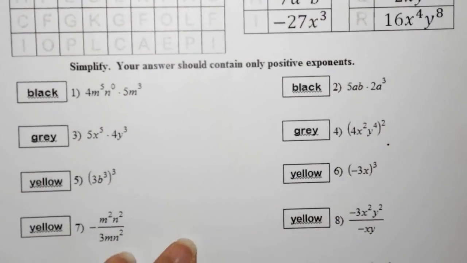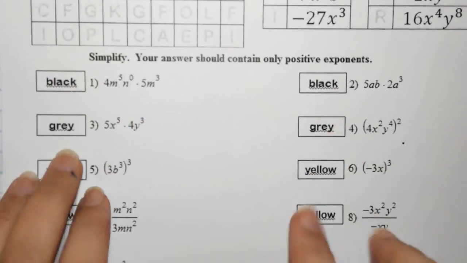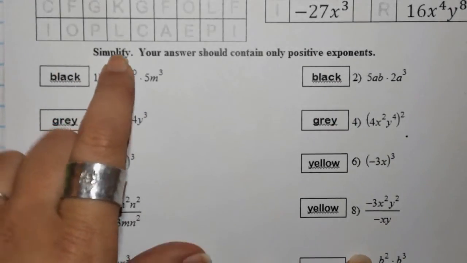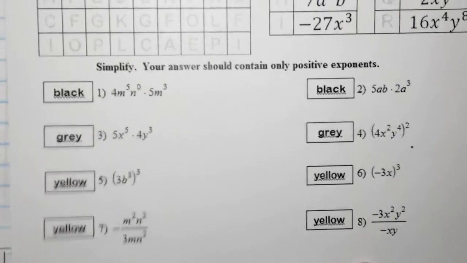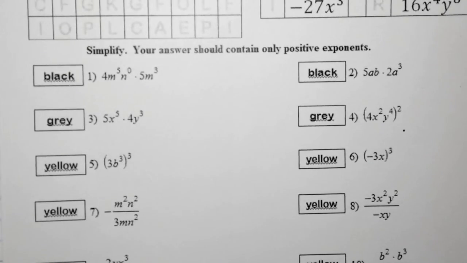Activity. Now it says, everybody, let's read the directions together. It says simplify. Your answer should contain only positive exponents. So if you have a negative in your answer, have you done it right?